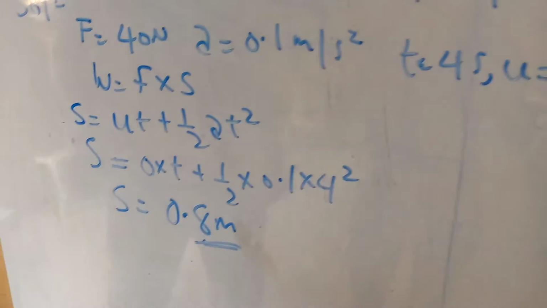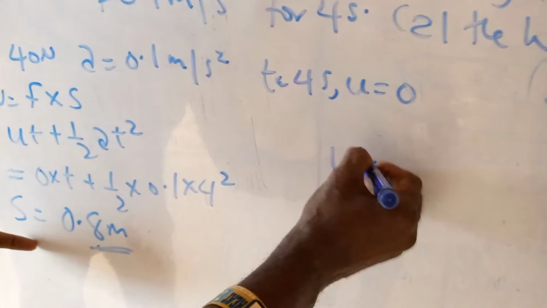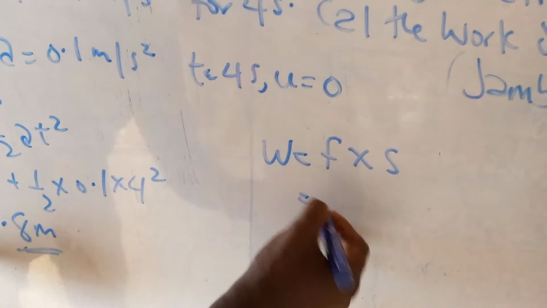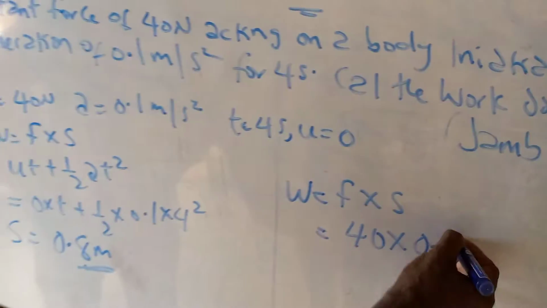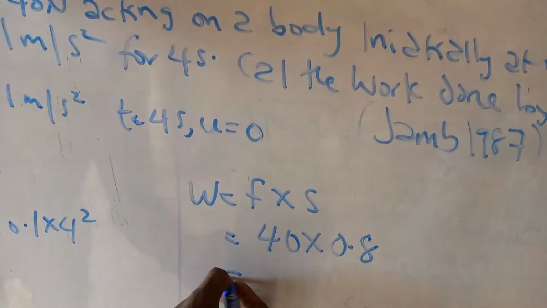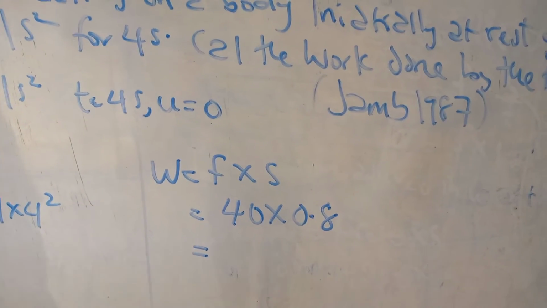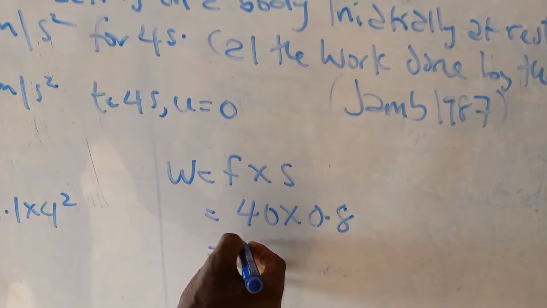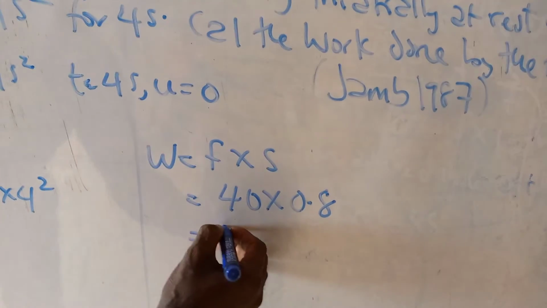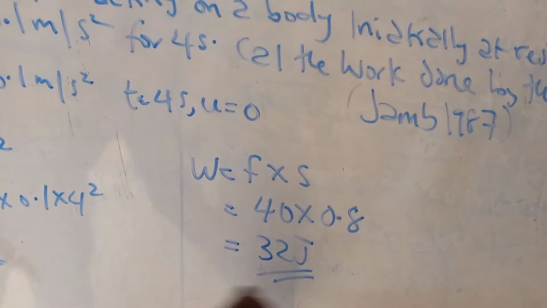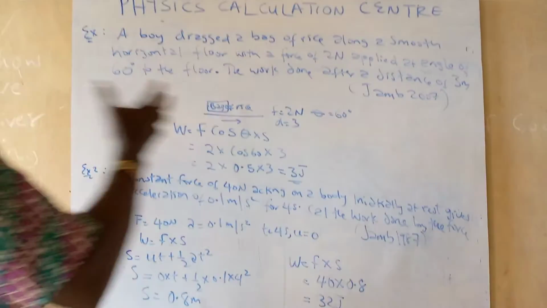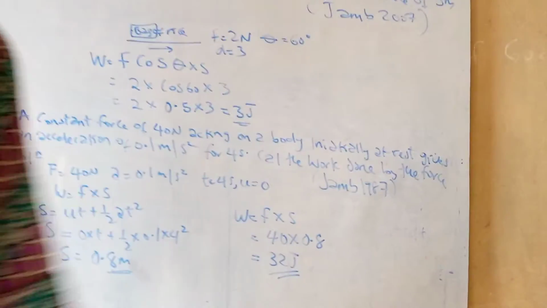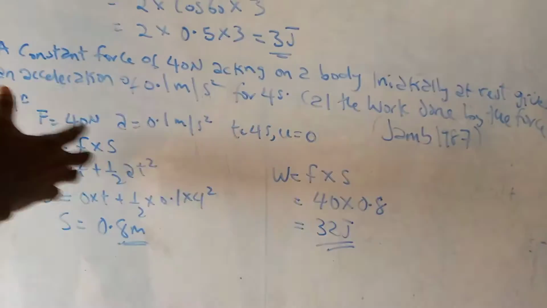Since I now have distance, I can calculate work, which is force times distance. Our force is 40 Newton, times the distance that I got, 0.8. So the work will be 32 joules. Beautiful. So you can see I've been able to employ the formula of work on the horizontal and work of a bag of rice moving.